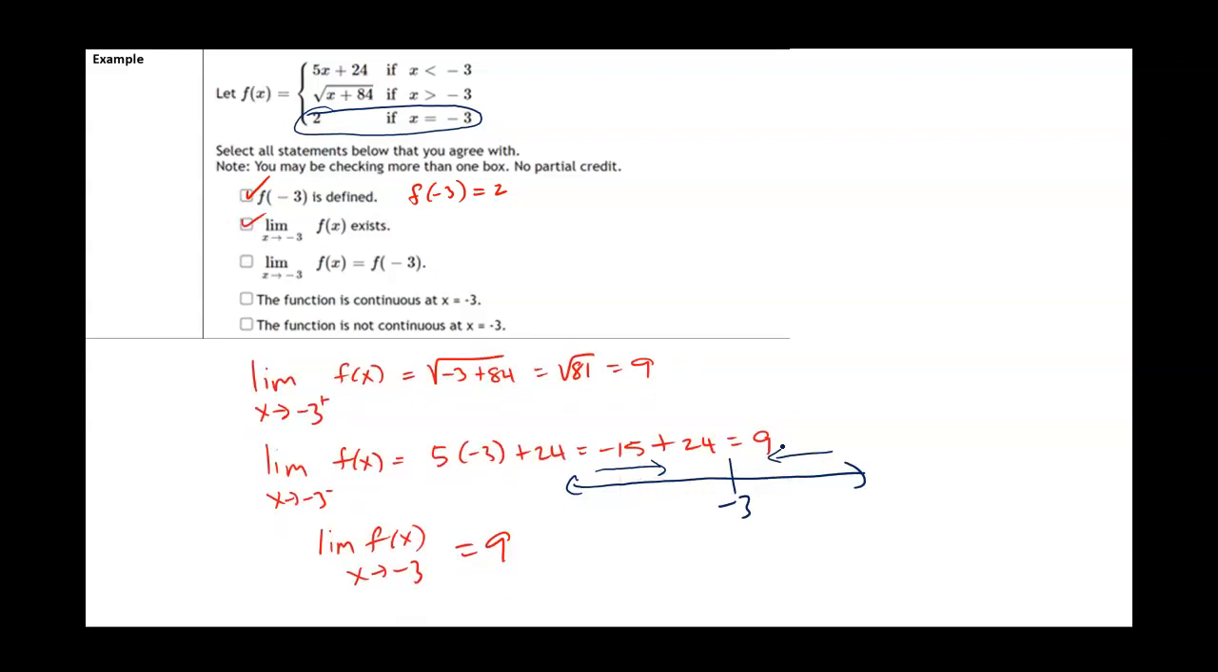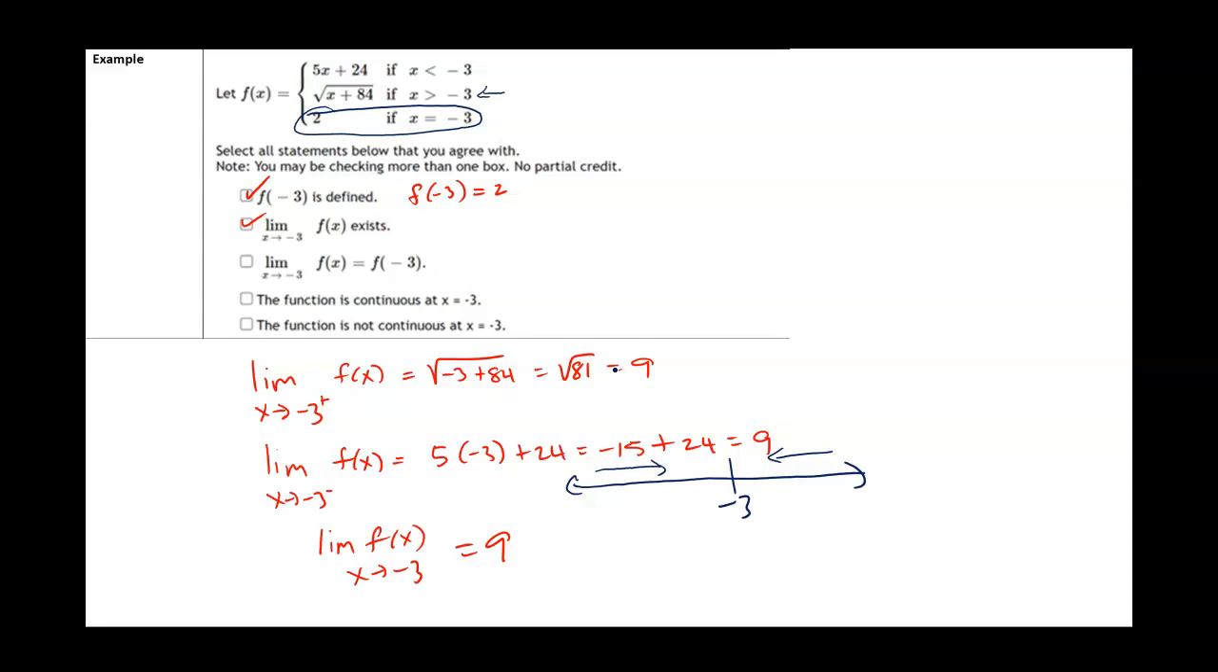So what happens if we take a look at the function when x equals negative 3 coming from the right, or from positive infinity? So if x is greater than negative 3, we're going to be using this formula. I'm going to plug in, the formula is radical x plus 84. I plug in negative 3. That gives me radical 81, which equals 9. So coming from the right, the limit is equal to 9.